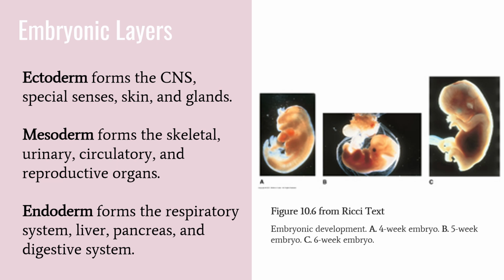The ectoderm layer forms the central nervous system, special senses, skin, and glands. The mesoderm layer forms the skeletal, urinary, circulatory, and reproductive organs. And lastly, the endoderm layer forms the respiratory system, liver, pancreas, and digestive system. These are all formed at the same time as the embryonic membranes. All tissues and organ systems develop from these 3 layers.